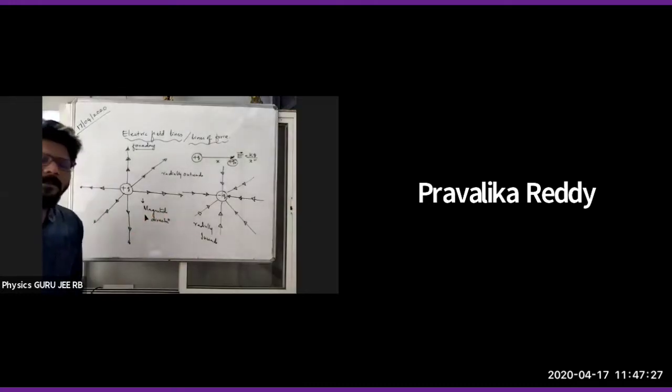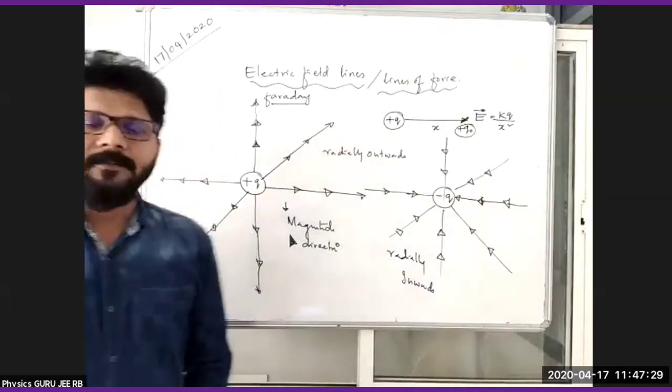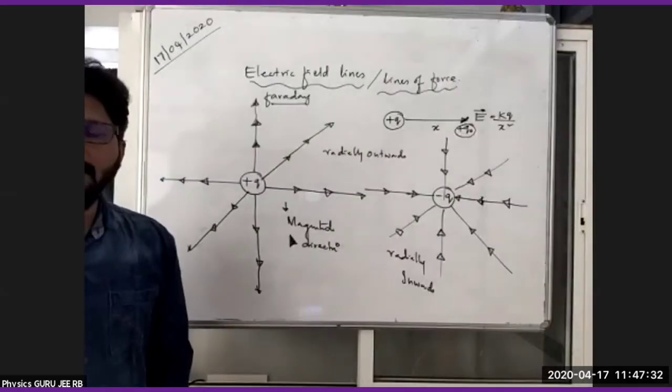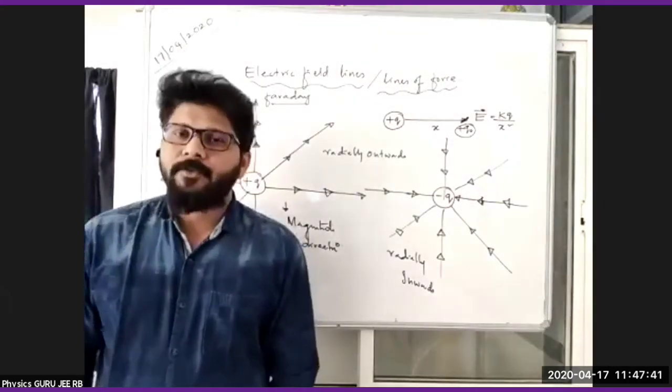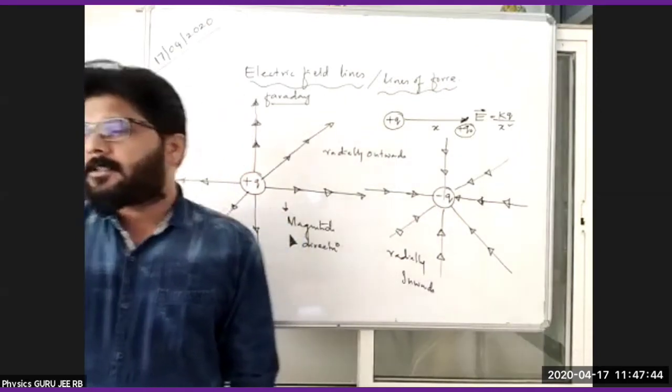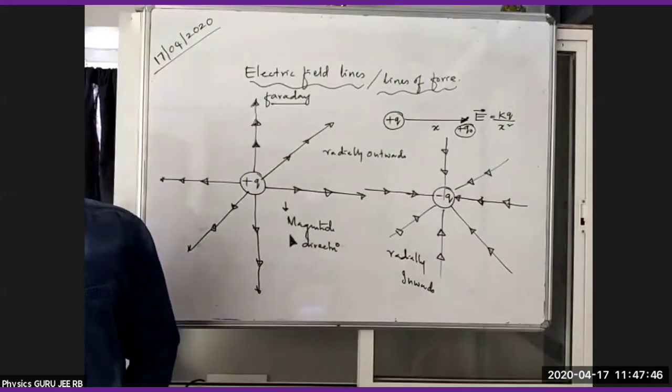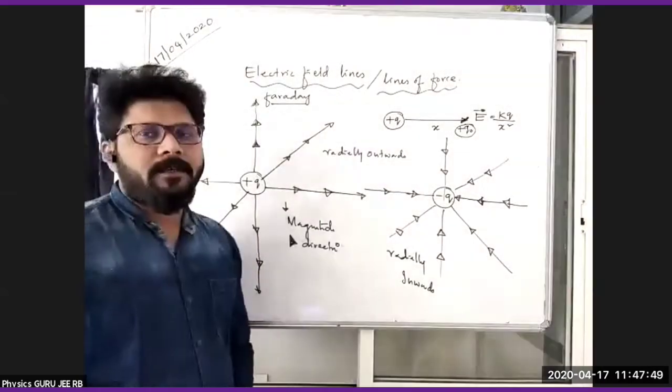Electric lines, the PDF is already sent to you. That PDF is there. Okay. Electric lines of force. The definition of electric lines of force: the free path traveled by a unit positive test charge in the electric field.